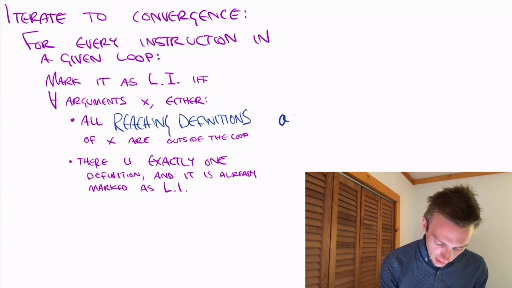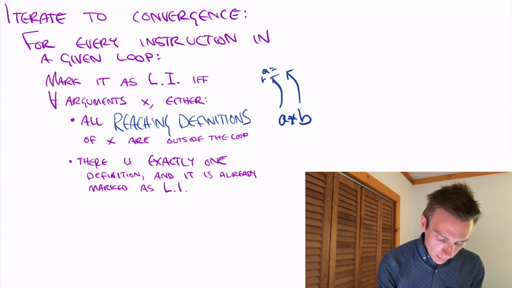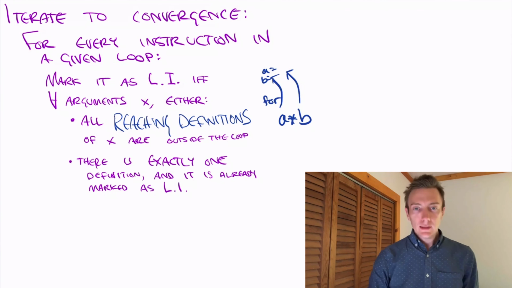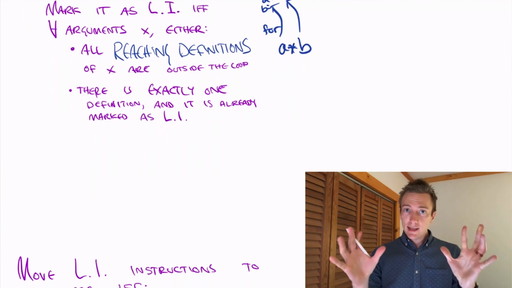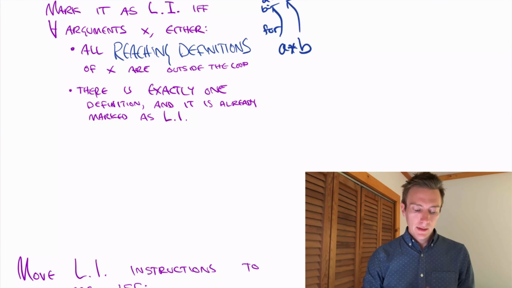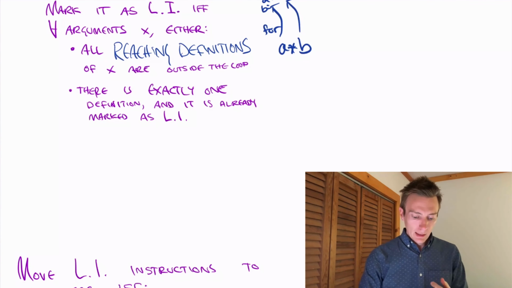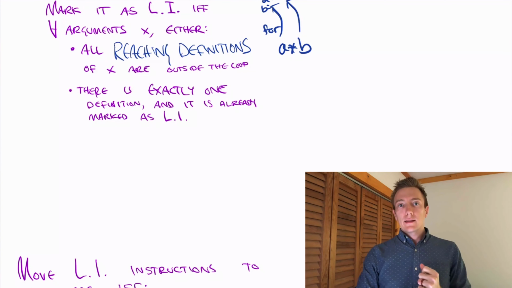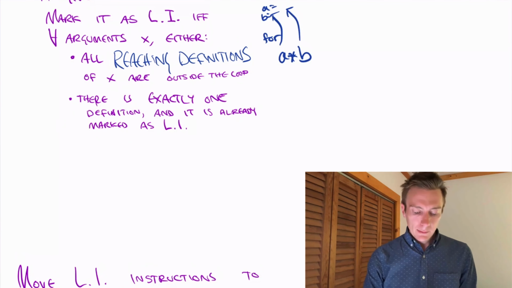Remember, we had this computation A times B, where A and B both came from outside of the loop. Those would show up as all the reaching definitions of A and B being outside of the loop. If that's the case, and you do something like multiplication that's a pure operation on those two things, then you have a loop invariant computation, because every possible definition for A and B was itself outside of the loop. Or the arguments to your instruction can be themselves already marked as loop invariant.